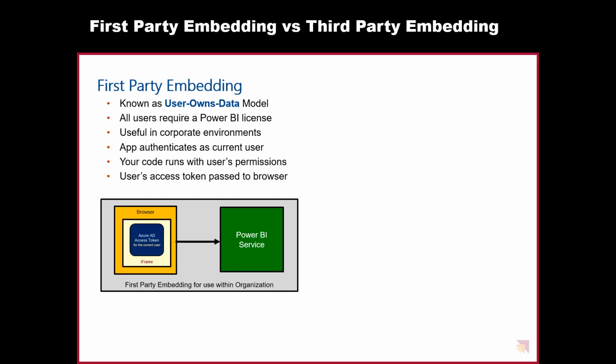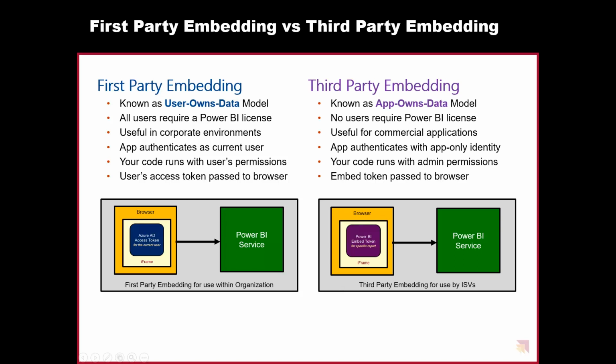Now, the second style of embedding, and the one that's the focus of our talk here, is what we refer to as third-party embedding, or what Microsoft calls the app-owns data model. So this is where your application is able to talk directly to the Power BI service without requiring a license on behalf of any user. And so this has become very popular with ISVs and people who are creating customer-facing applications. Now, what's happened in the past is that third-party embedding has used a master user account, and now we're switching over to use app-only authentication.